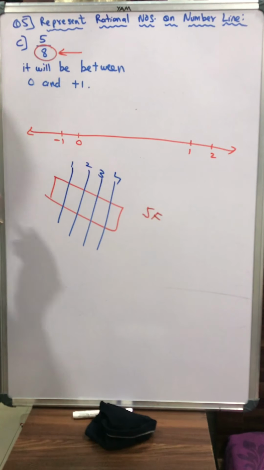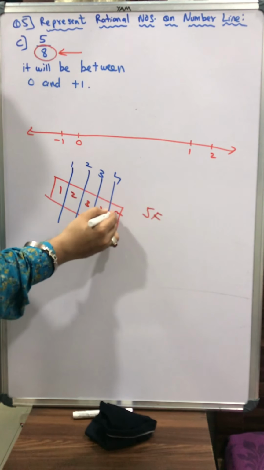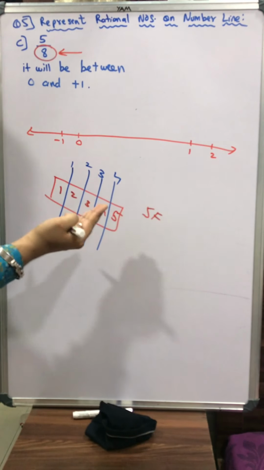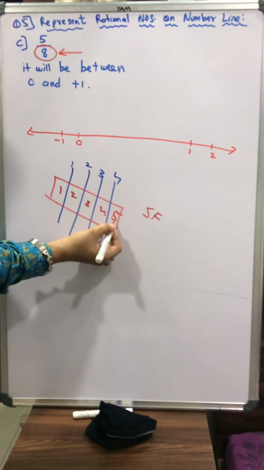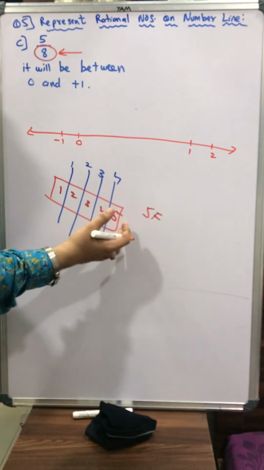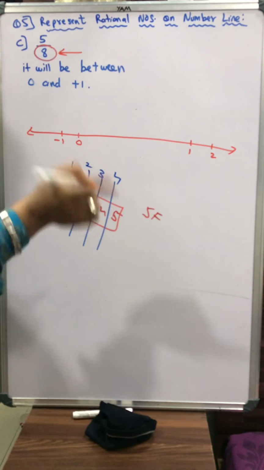Because I wanted 5 equal parts, I was in need of 5 equal parts. First, second, third, fourth, fifth. So to get 5 equal parts, we have to mark 1 stroke less than the number of parts. Because here there were 5 parts. I wanted 5 equal parts. We are 5 friends. So I deducted 1. 5 minus 1 was 4.